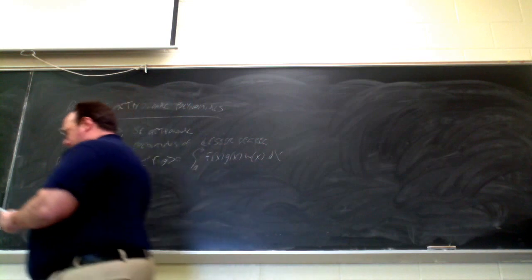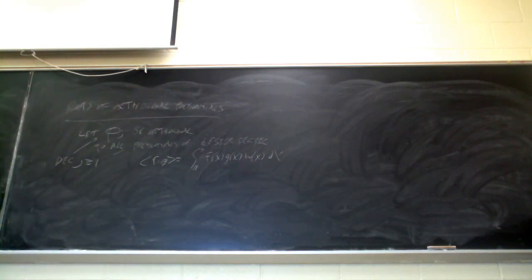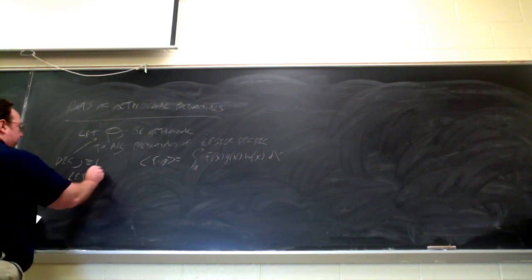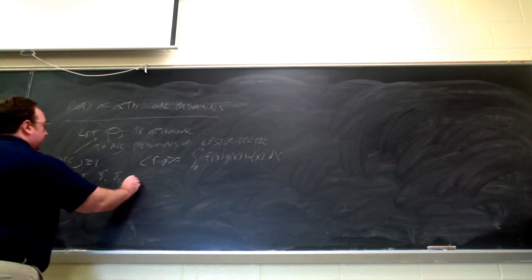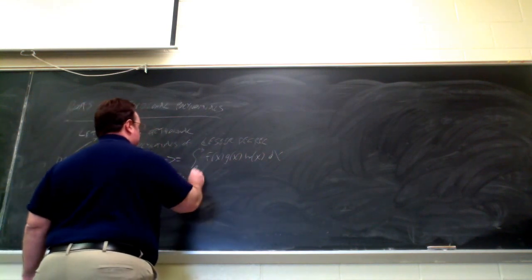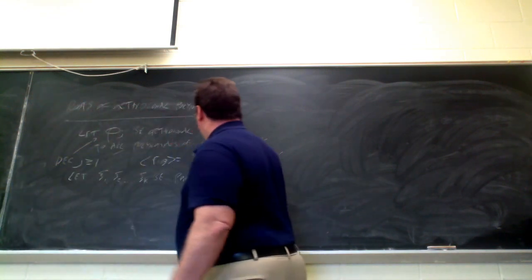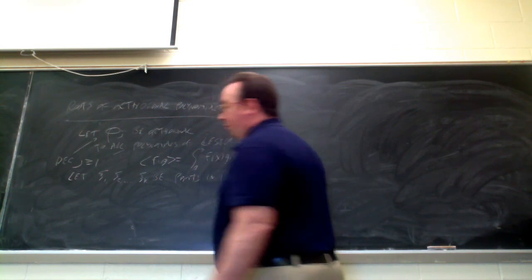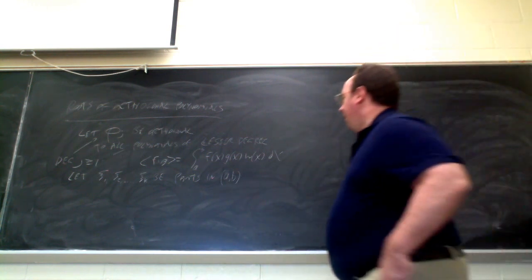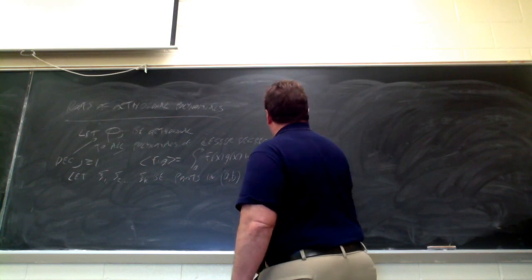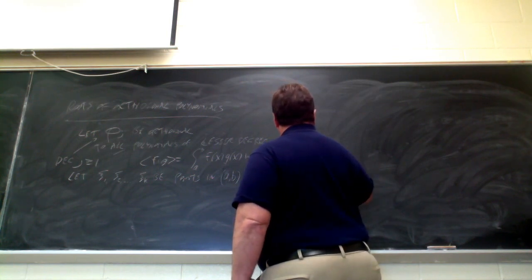Okay. Now, I need some definitions here. So I need these points, c1, c2, up to ck, to be the points in the open interval a, b, so excluding the boundaries, at which phi j changes sign.